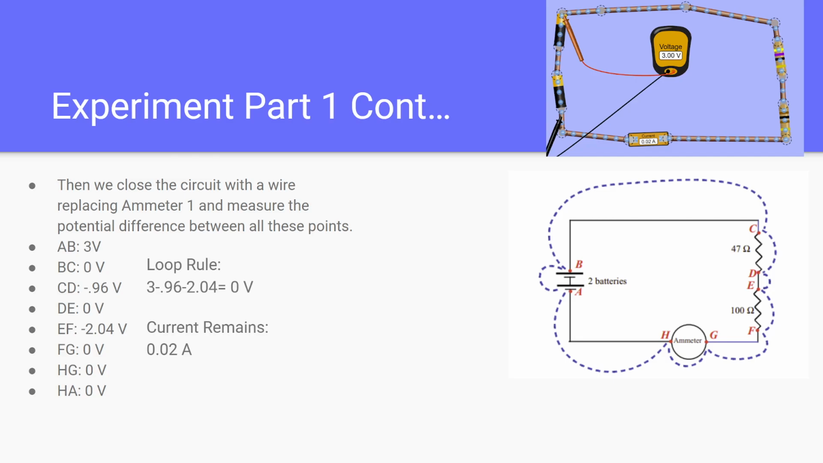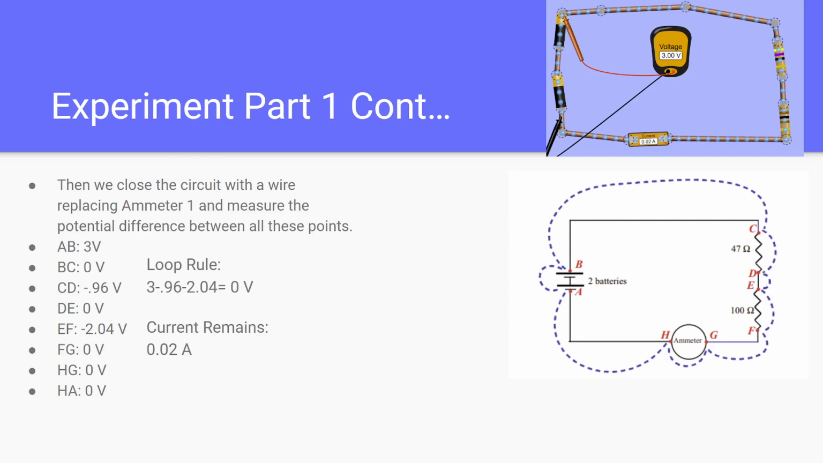Continuing, we then closed the circuit with a wire, only had 1 ammeter, and then we used the voltmeter to see the potential difference in different locations across the circuit, and you can see the diagram to the right. At AB it was 3 volts, BC it was 0 volts, CD was negative 0.96 volts, DE is 0, EF was negative 2.04 volts, and FG was 0, HG was 0, HA was 0.